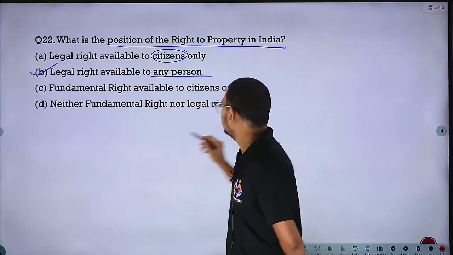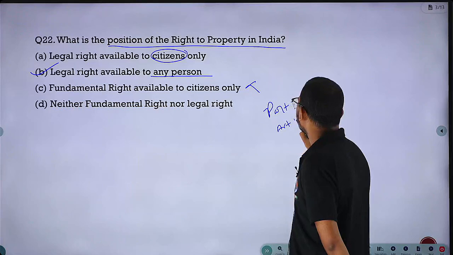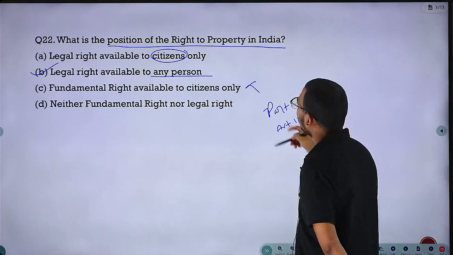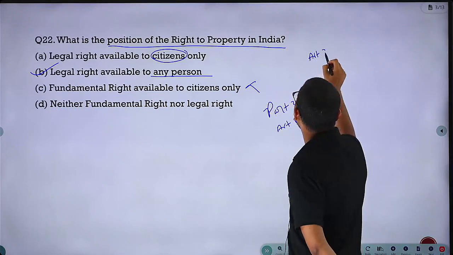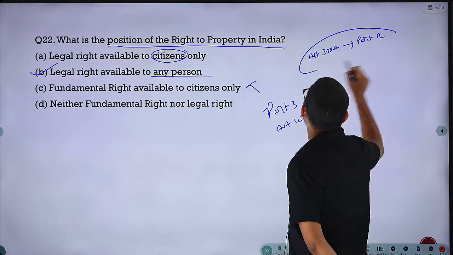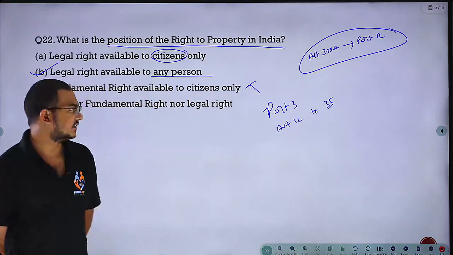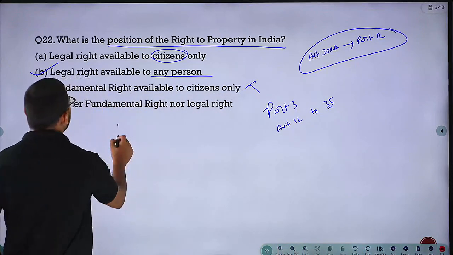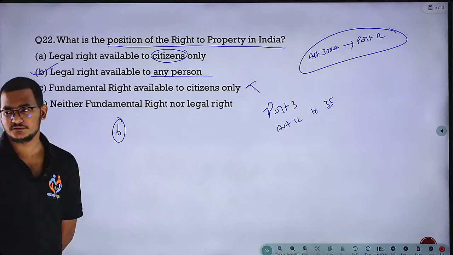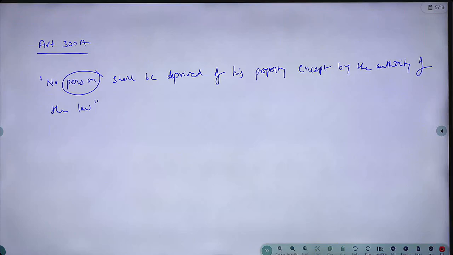See, this is not a fundamental right. Fundamental right means it has to be in part 3, between articles, article 12 to article 35. But actually article 300A is in part 12, under the financial relationship between state and center and state. So your option is here B. Okay, so this is all about right to property.